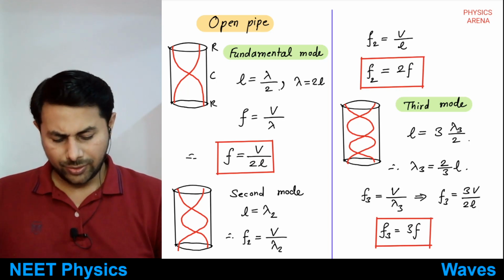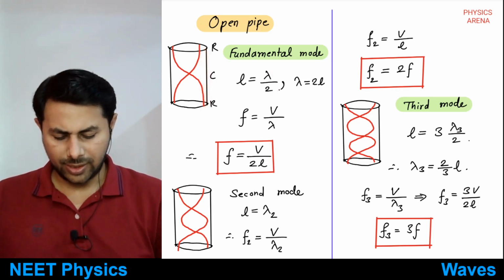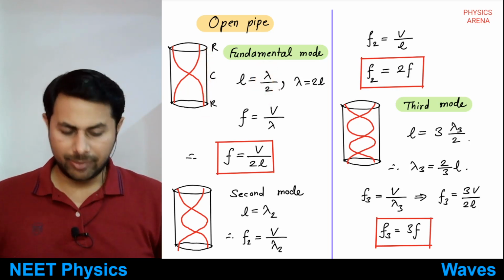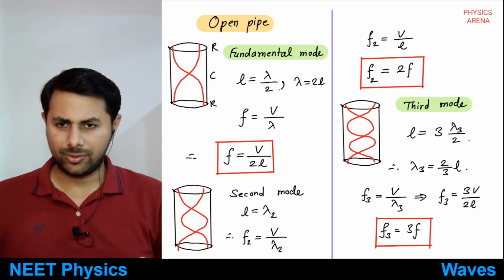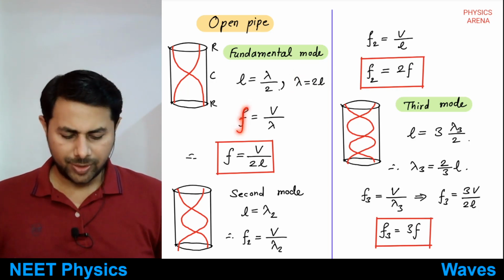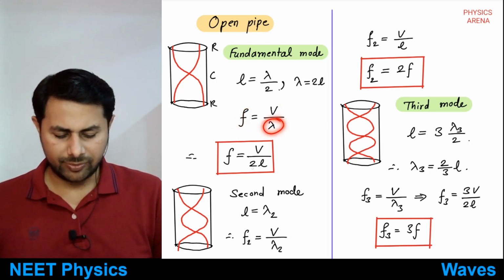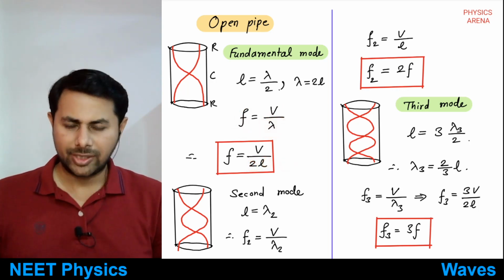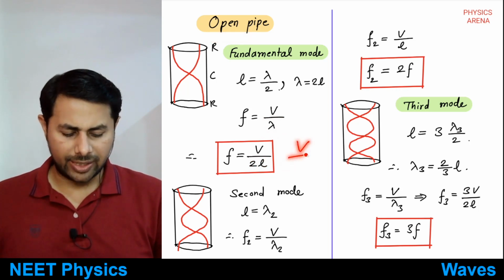right? So length of this pipe is equal to what? Lambda by 2. Okay, length of this pipe is equal to lambda by 2, and therefore what would be lambda? Lambda is just equal to 2L. Okay, lambda equals to 2L, and you substitute that in this formula. So frequency of fundamental mode is just V by lambda, and lambda here is equal to 2 times of L. So the frequency of fundamental mode of vibration of open pipe is what? V divided by 2L.